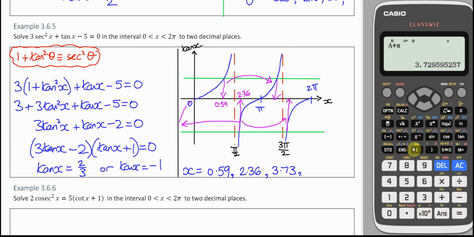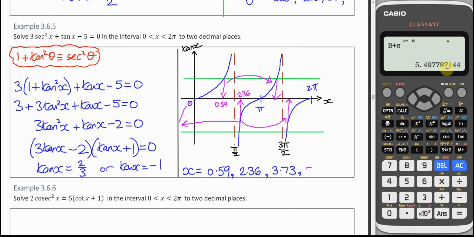So B plus pi, 5.50 to 2 decimal places. So all those are rounded to 2 dp. Remember, you can check those by putting them back into the original equation and seeing if they work.